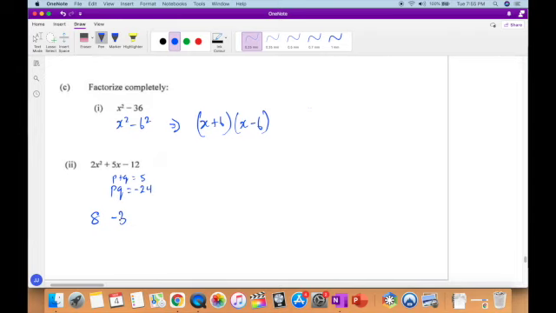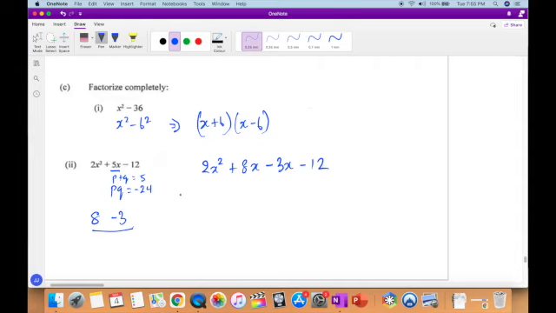So 8 times minus 3 is negative 24, and 8 minus 3 is 5. So now I will replace the middle one with these two. So 2x squared plus 8x minus 3x minus 12, right?